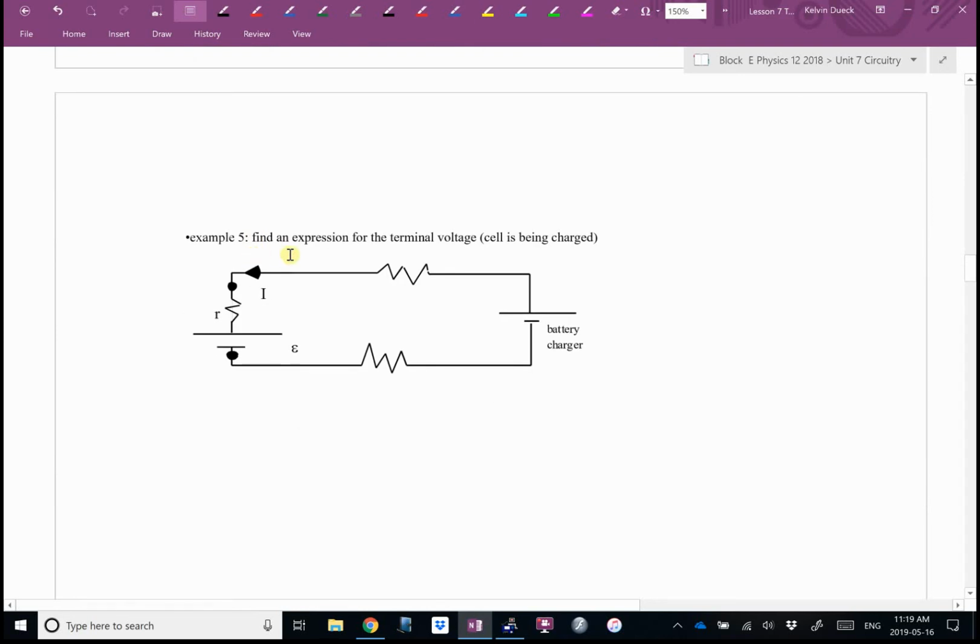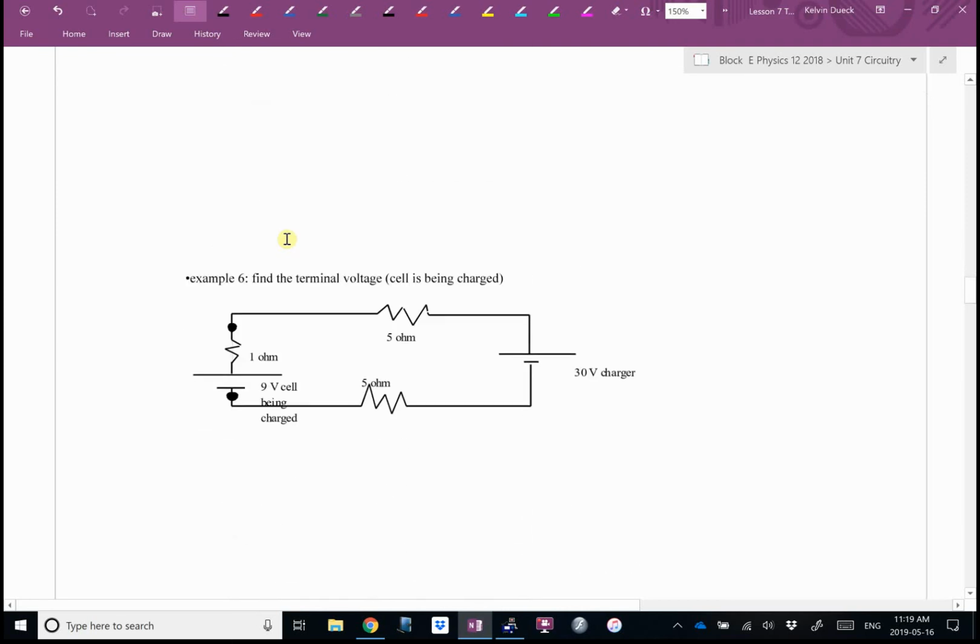Example 5. Let's come back to it, because example 6 is the same as example 5, but with numbers. Let's look at example 6. We're charging a 9-volt battery. That's one of those square ones with the terminals on the top.